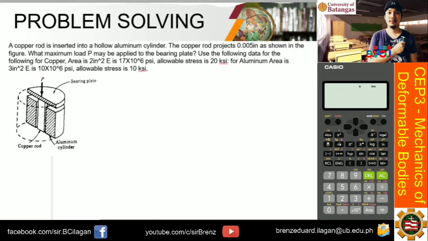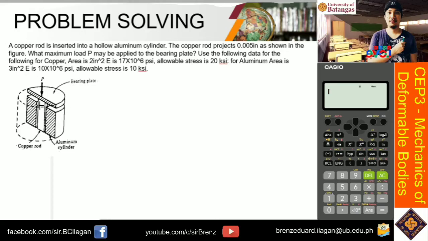So a copper rod is inserted into a hollow aluminum cylinder. So meron ka daw dito, so ito is aluminum. So hollowed siya. So sa loob niyan, meron kang copper rod. So the copper rod projects 0.005 inches as shown in the figure.